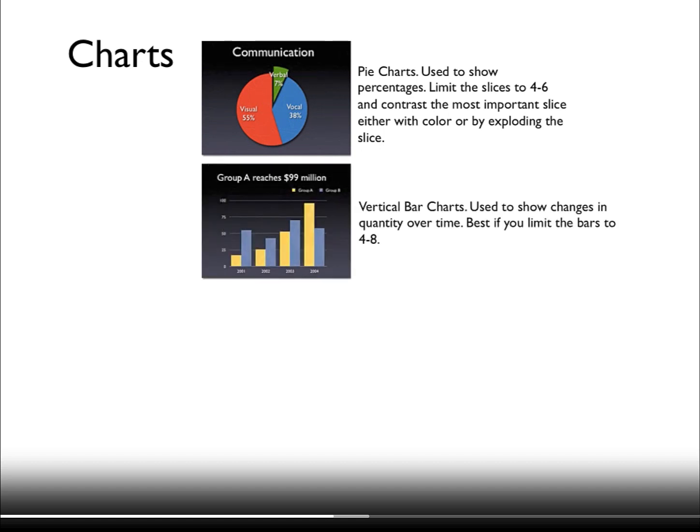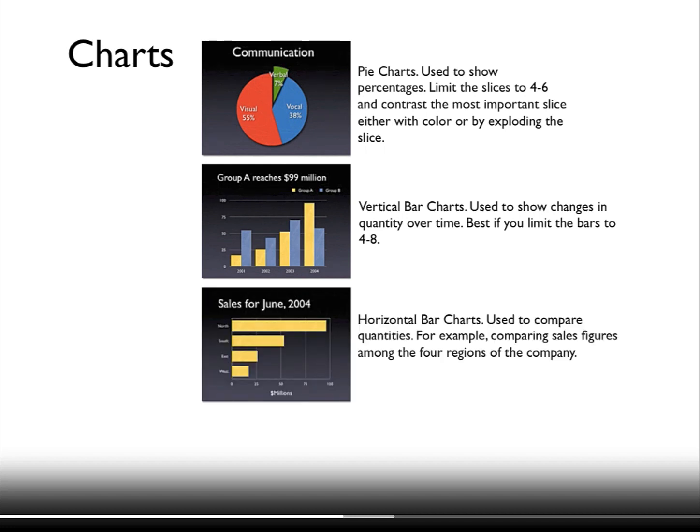And next you have the vertical bar chart. It's used to show changes in quantity over time. It's best if you limit the bars to 4 to 8. The horizontal bar chart, it's used to compare quantities. In this example, comparing sales figures among the 4 regions of the company.